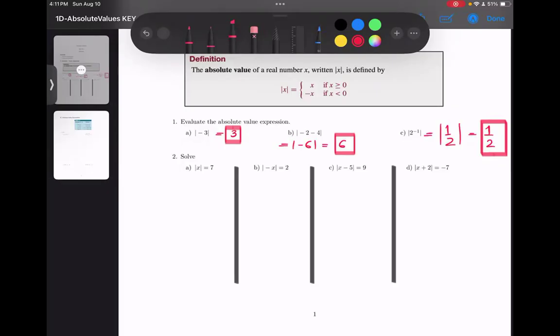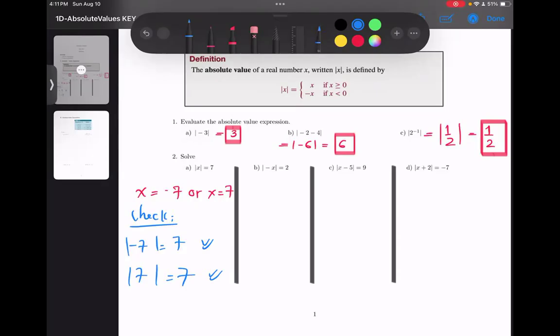Now let's solve some equations involving absolute value. I have the absolute value of x equals 7. That means x can be 7 or -7. So my solution is x equals -7 or x equals 7. If you want to check it, you can plug in -7: the absolute value is 7, and the absolute value of 7 is 7. So both check. But I'm not going to do the check from now on, okay?